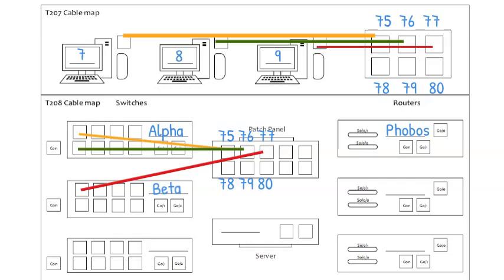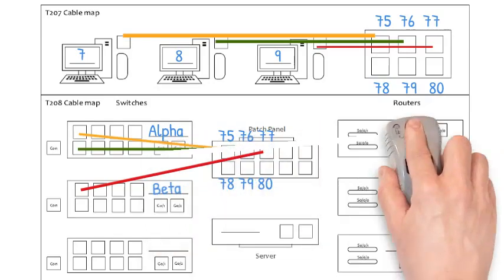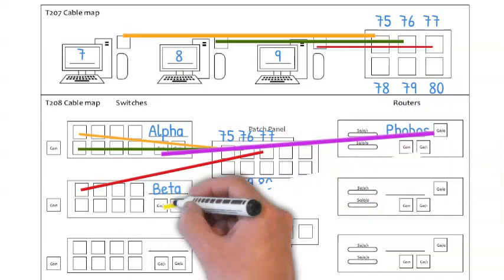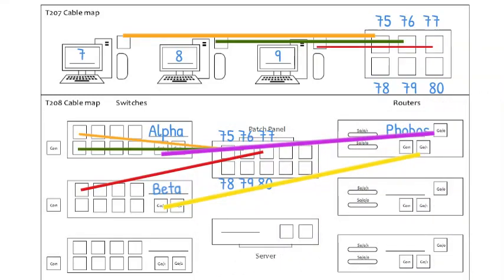Finally, we'll do our switch to router connections. So we're going to draw a connection from G01 on alpha to G00 on Phobos, and then another one from G01 on beta to G01 on Phobos. So this diagram now illustrates all of our cabling connections in T207 and T208.